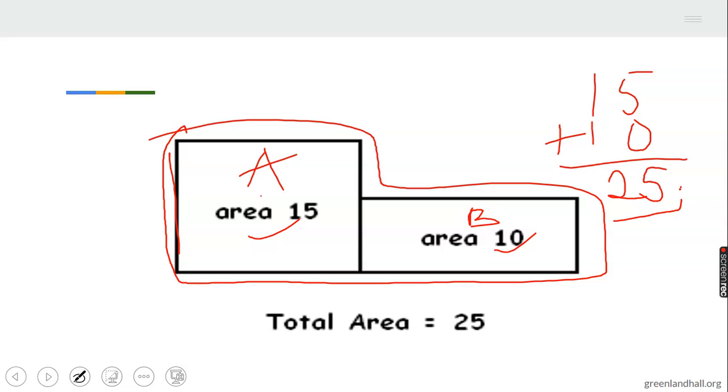Is that okay? So the total area, if A is 15 centimeter or 15 inches and B is 10 centimeter or 10 inches, the total area will be 25 inches or 25 centimeters square. The square is the small little 2, this little 2 you put on top of the number. Is that taken?